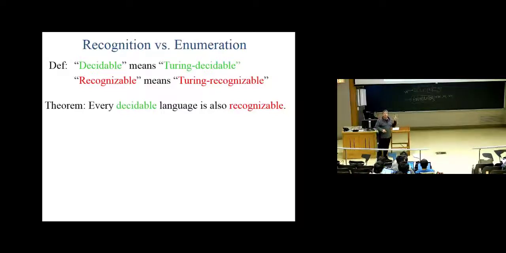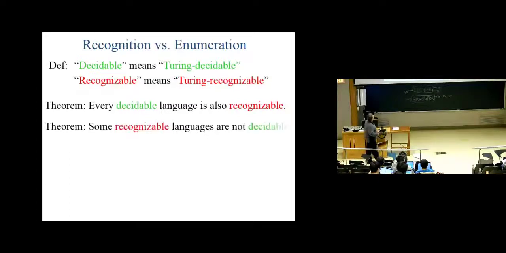Any questions about that? So this just drives home the point that one definition is a subset of the other, really. Okay, next theorem. Some recognizable languages are not decidable. So just so you don't get this crazy idea that they're both the same, they're not. So prove that to me.